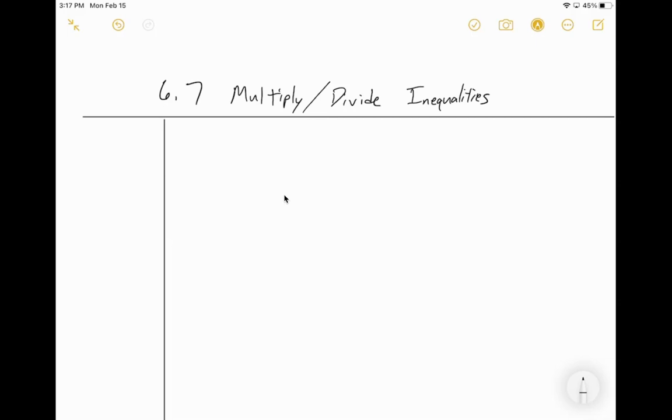equations. So we're going to do one-steppers, and then 6.8 is the last lesson where it's two-step inequalities. Okay, so let's just go ahead and dive right on in.